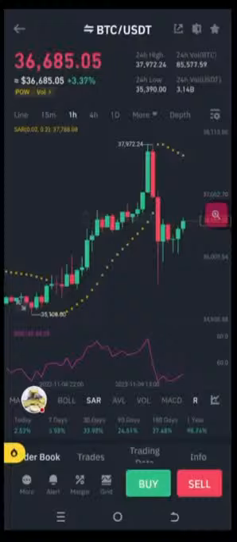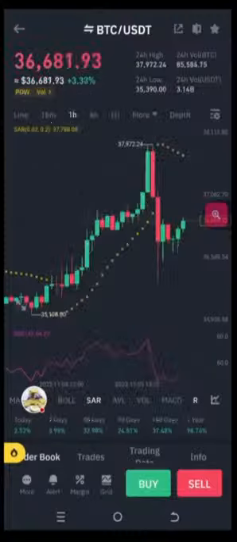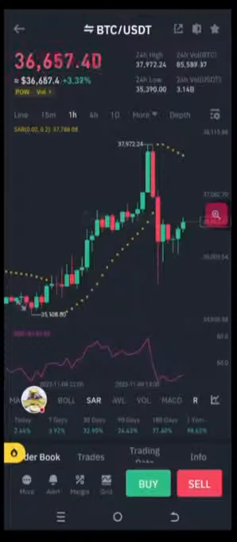Tutorial section of these live trades. Okay, so I want to take time to answer the question that was asked of me: what are the steps to consider before taking the trades, and what are the things you need to consider before you even cancel the trade or things like that. So I'll take it bit by bit so that we all understand.